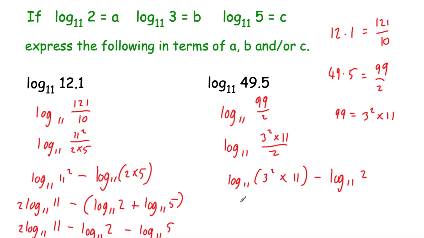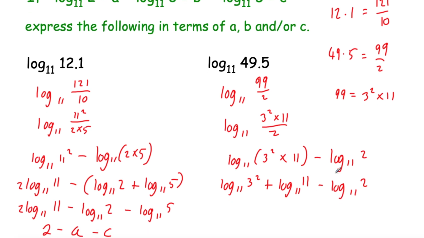Okay, now let's split this up as well. So we have the log to base 11 of 3 squared plus the log to base 11 of 11, subtract the log to base 11 of 2. And then finally, let's bring that power down. So it'll be 2 log to base 11 of 3 plus the log to base 11 of 11, subtract the log to base 11 of 2.